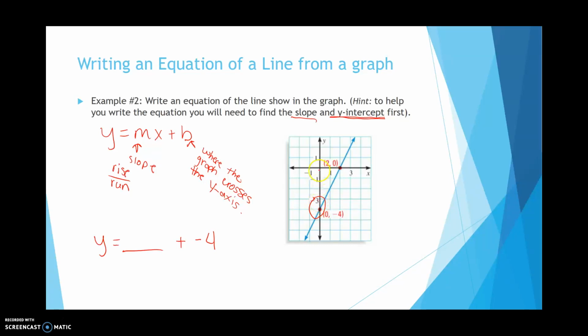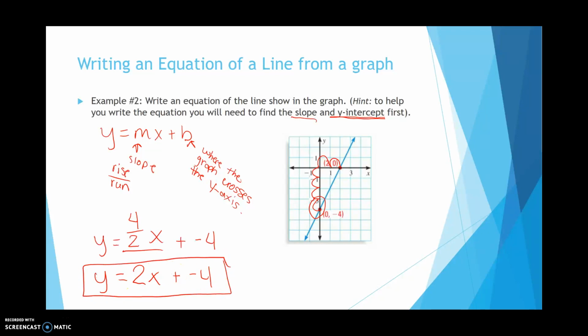Then from there we're going to rise and run to get to this next point to find our slope. We can rise 1, 2, 3, 4, so we rise 4, and we can run 1, 2. So that's 4 over 2. But can that be simplified? Yes, it can be simplified to 2. So 4 over 2x plus a -4. The way I can write my final answer is y equals, we simplified that to 2x plus a -4. And that'll be my answer. That is the equation of the graph provided for you here.